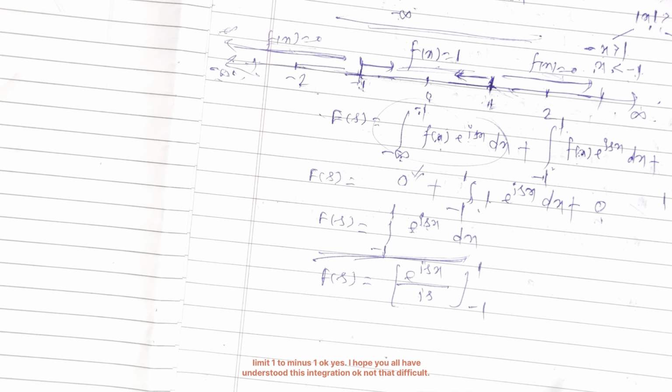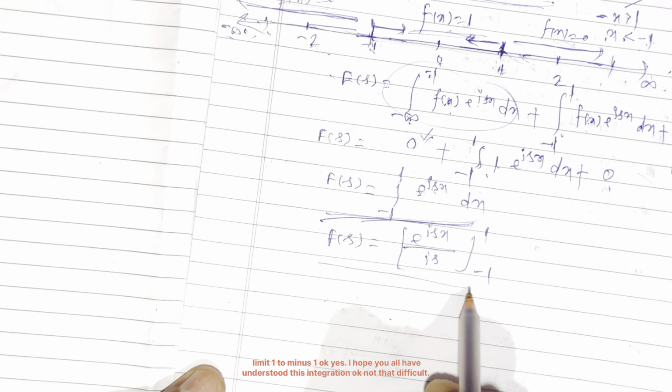F of s is equal to the integral of e raised to isx. The integration of e raised to x is e raised to x itself, so e raised to isx upon the differentiation of isx, which is is here, with upper limit 1 and lower limit minus 1. I hope you all have understood this integration, not that difficult. Now see how I'm going to write this step: replace x as 1, as we are taking differentiation with respect to x.